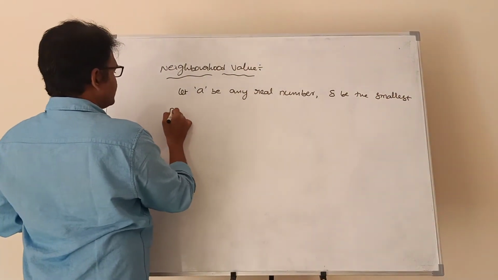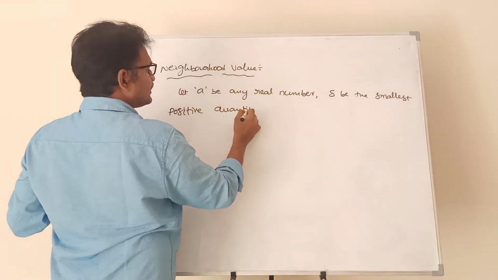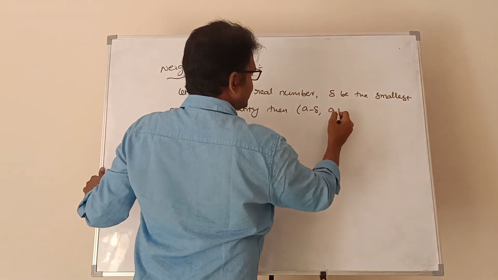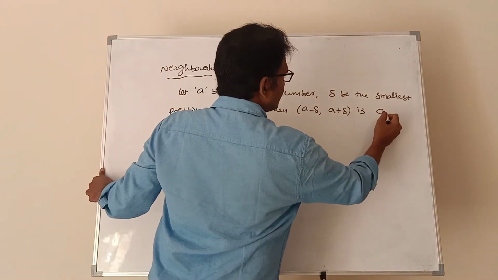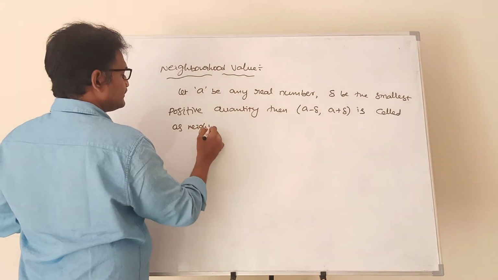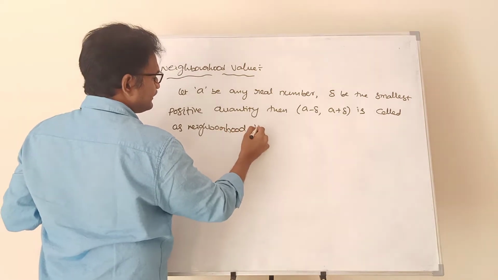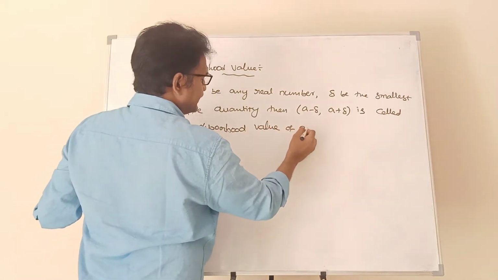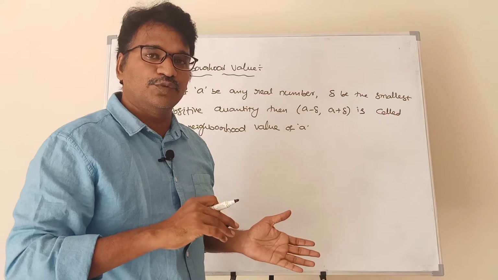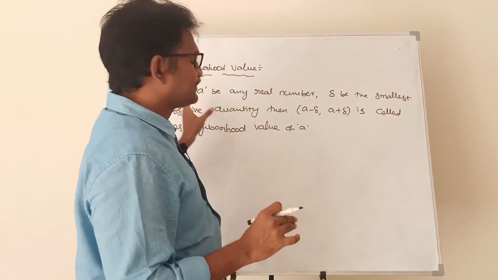Smallest positive quantity. Then a minus delta, comma, a plus delta is called the neighborhood value of a. So what is a neighbor? A neighbor means the people who are residing just beside your home. Those people are called neighbors.